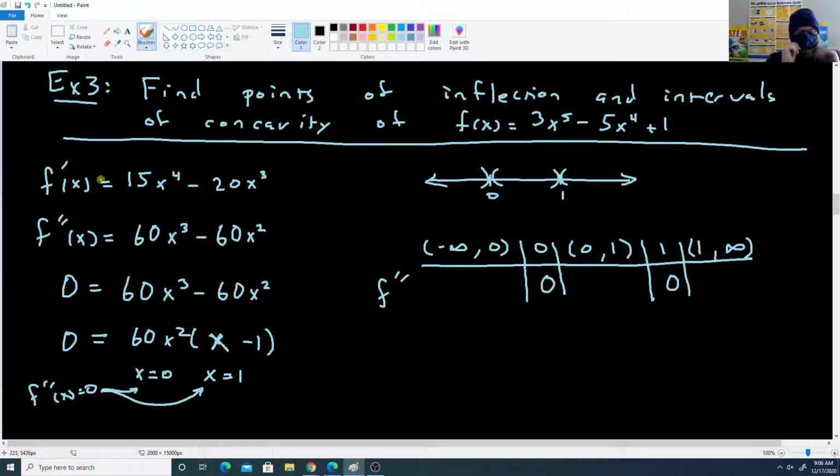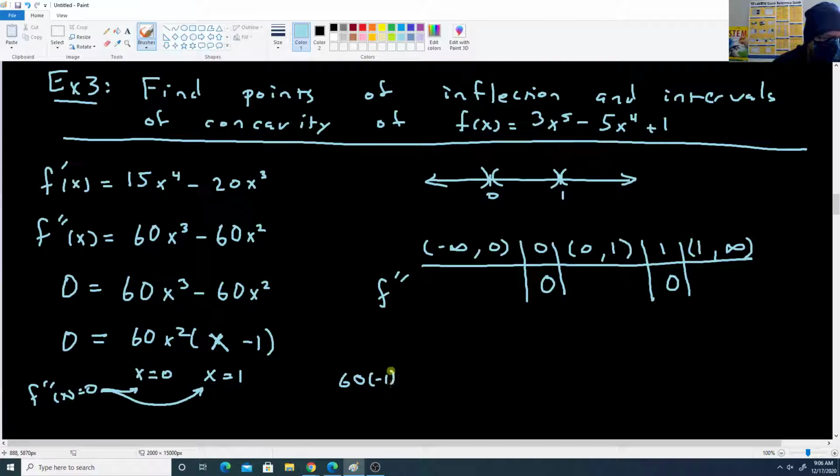And then intervals of concavity is regions where the second derivative is positive. That will be concave up. And if we have regions where the second derivative is negative, that will be concave down. So let's use an easy to work with number from between negative infinity and 0. So we'll use negative 1. I'm going to plug it into this factored form down here to see what the second derivative is.